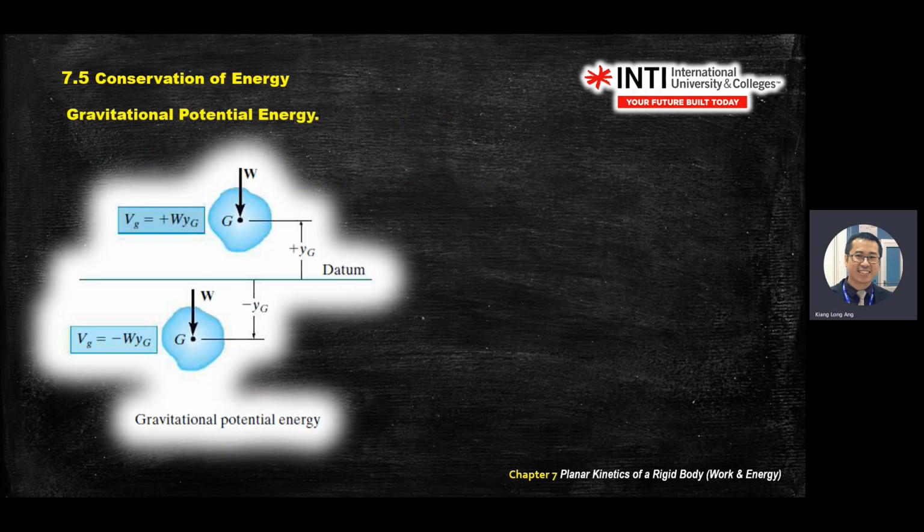Okay. So I need to highlight the potential energy. When we talk about energy, kinetic we already covered in the principle of work and energy. But when it comes to conservation of energy, we need to consider another type of energy, which is potential energy. You see this diagram in the particles already, right? Above datum, you get positive mgh. Below datum, you get negative. So this is energy.